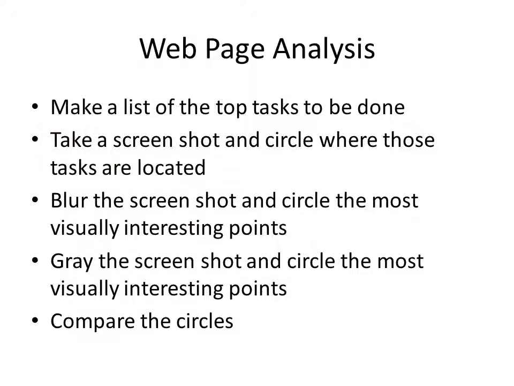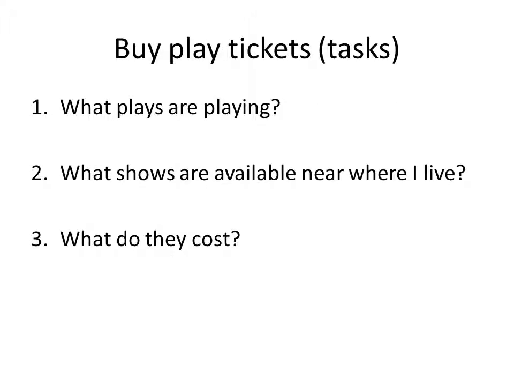Okay, the best way to do this is to do an example. So let's start out. My tasks: I want to buy some play tickets. Task number one, what are the plays that are playing? What have I got to choose from? Task number two, since I'm looking at a national website, what shows are available near where I live? I don't want to travel. I want to go to something close by. And of course, with all of these things, what do they cost? Because they typically are expensive, so I want to know what they cost. So for me as a customer of this website, these are my top three.